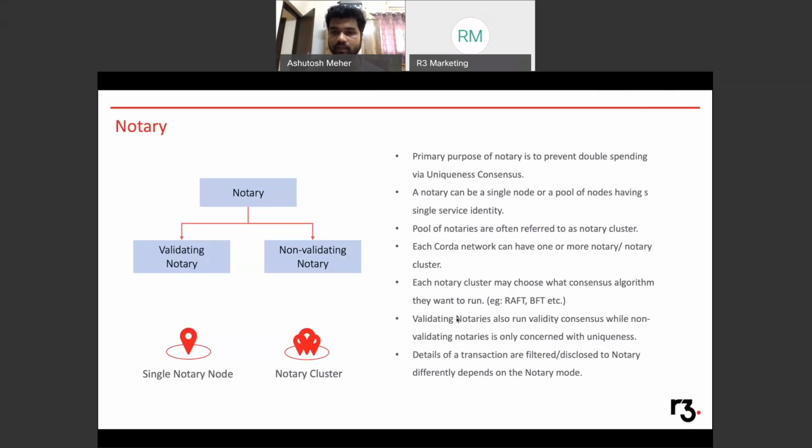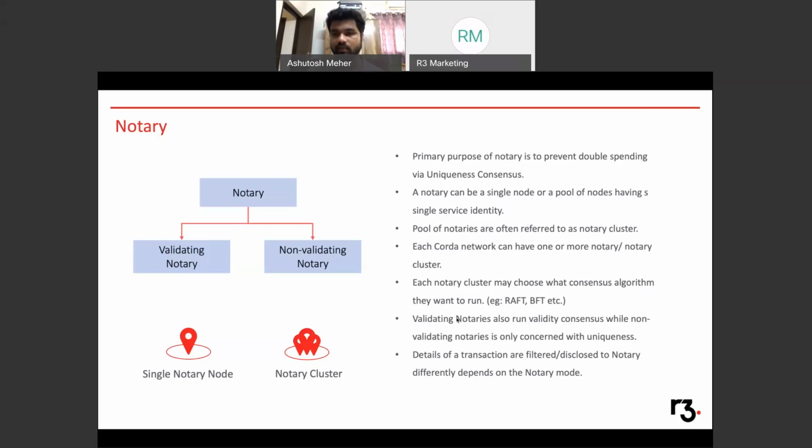But that could be a business case for some scenarios, right? Where you might say that, let's say, you have a network of banks where there is a central bank which needs to know what's happening in the network. It needs to know what transactions are going on. So there the central bank could serve as a validating notary in that case.